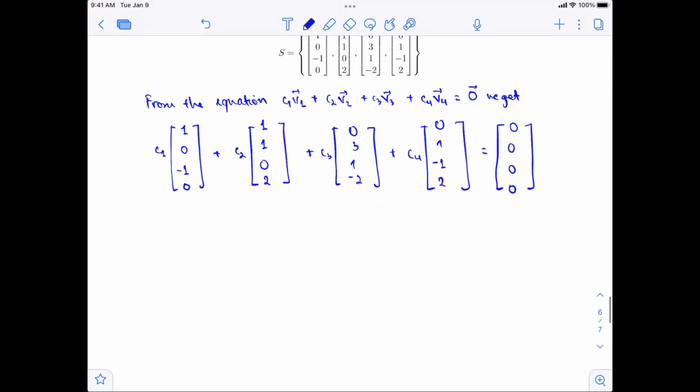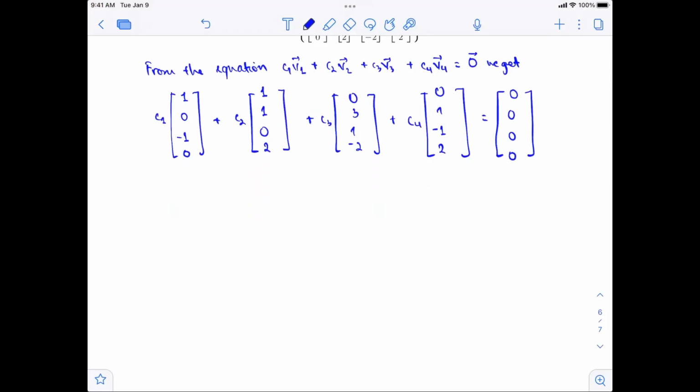And from this vector equation, we're going to obtain the system of linear equations. So we have 4 entries of vectors, so this is going to be 4 linear equations in the system. So we obtain the system of the form C1 plus C2 plus 0 C3 plus 0 C4 equal to 0.